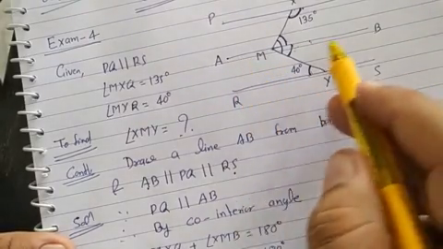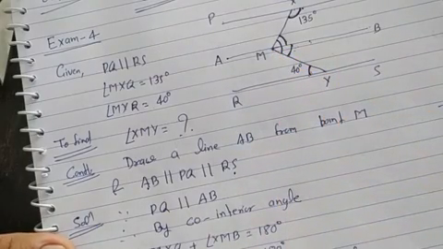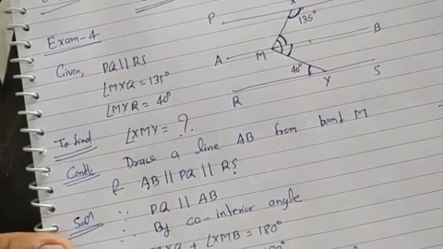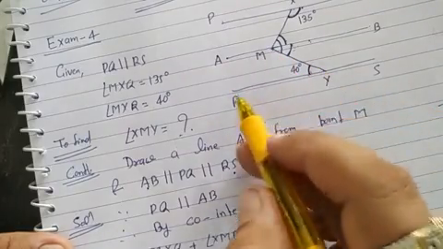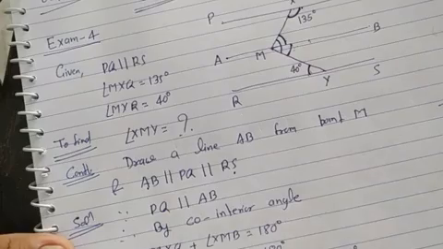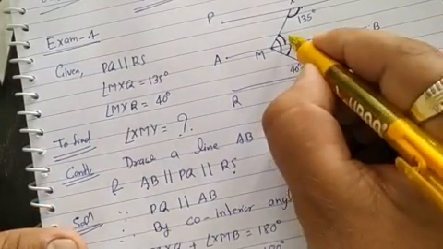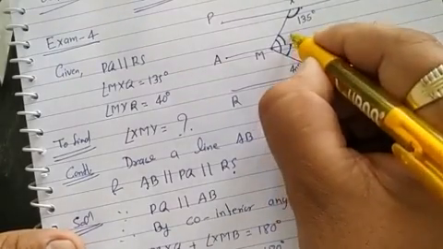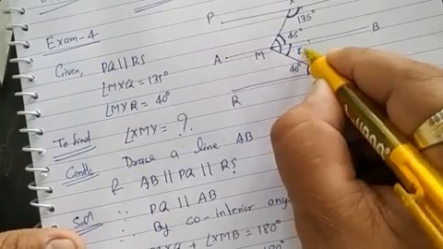angle BMY is equal to this angle, and this angle is MYR, and this is equal to what? 40 degrees. Now mention this thing in the figure, that this angle is 45 degrees and this angle comes to 40 degrees.